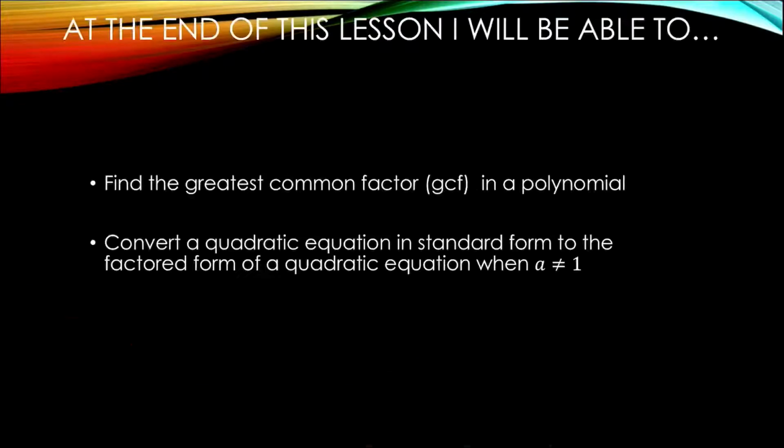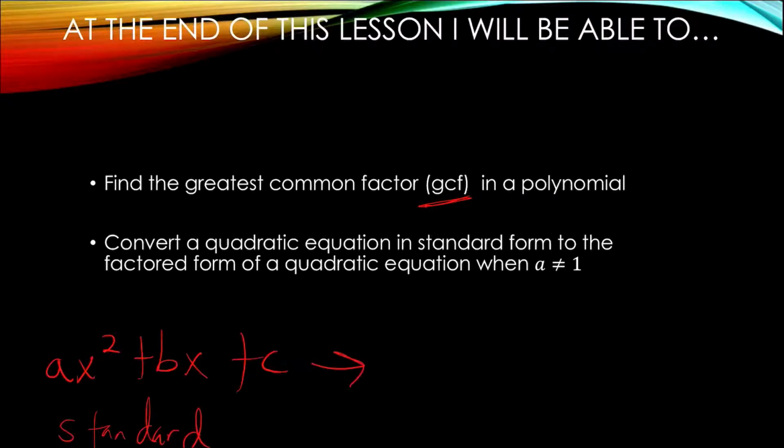Alright, let's get started. By the end of this lesson, I will be able to find the greatest common factor, or the GCF, in a polynomial. I will also be able to convert a quadratic equation in standard form to the factored form of a quadratic equation when A does not equal 1. So I'm looking at ax squared plus bx plus c. This is standard, and I want to convert it to x plus n times x plus m. This is my factored form.